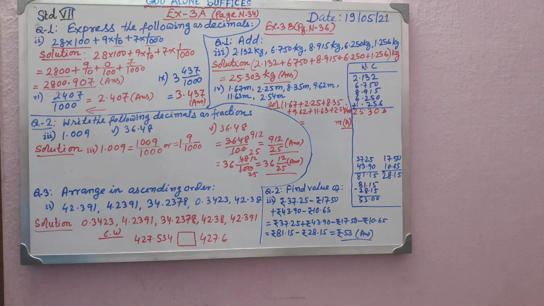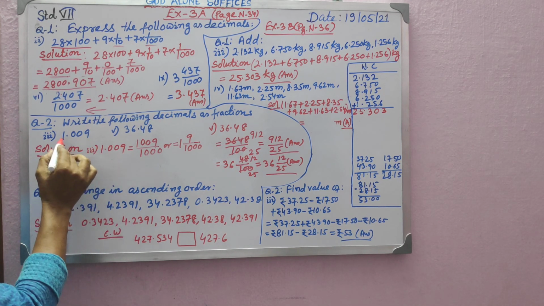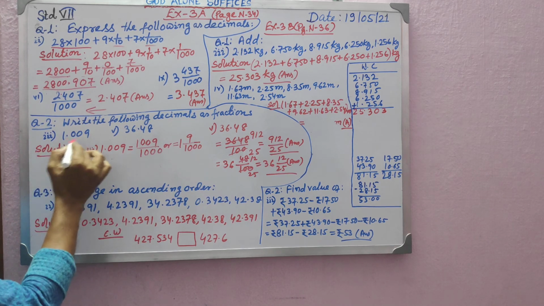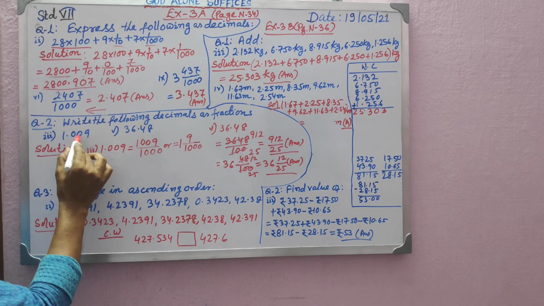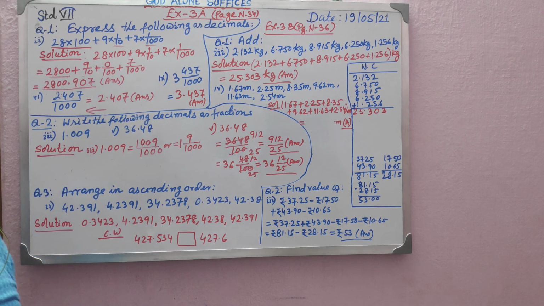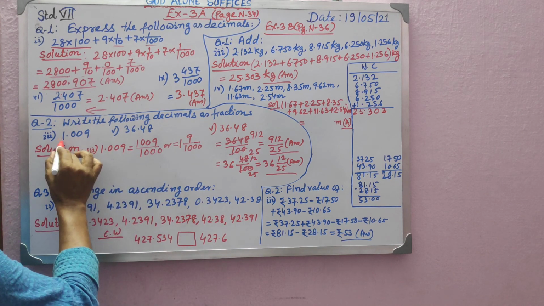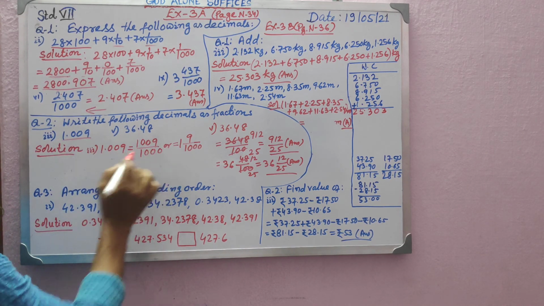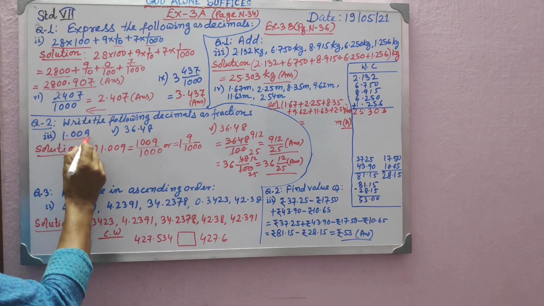Could you understand? This is the answer. Question number 2, write the following decimal as a fraction. Now you have to do the reverse operation, that is, a decimal is given to you, how will you convert it to a fraction? 1.009. So definitely the denominator will be, 1, 2, 3 decimal digits, that means power 3 of 10, that is 1000. So 1009 by 1000. Or you can make it as whole number part 1, and 9 by 1000.